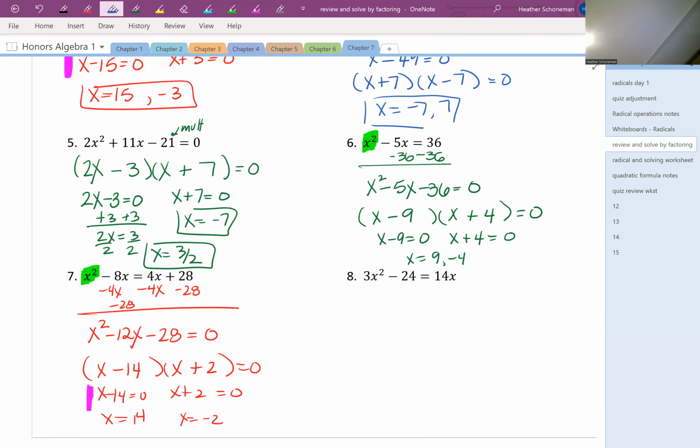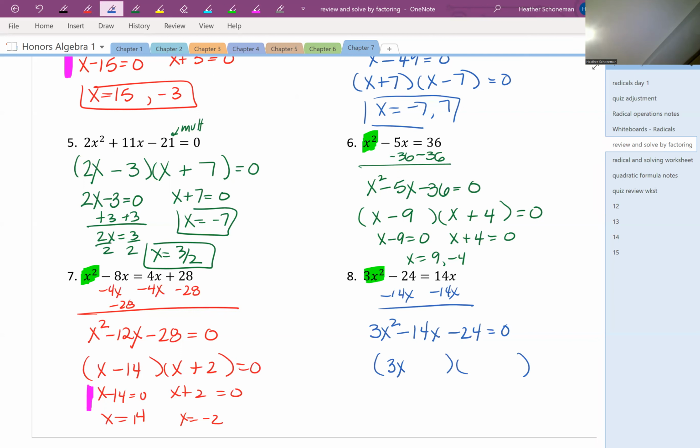We need to set it equal to 0. And anytime we set it equal to 0, this part has to remain positive. So that means I need to subtract the 14x. And when I do that, I have to have it in descending order. So I have to have the x squared term first, the x term, and then the number. Okay, it's a trinomial. The leading coefficient is not 1. So I've got to guess and check.